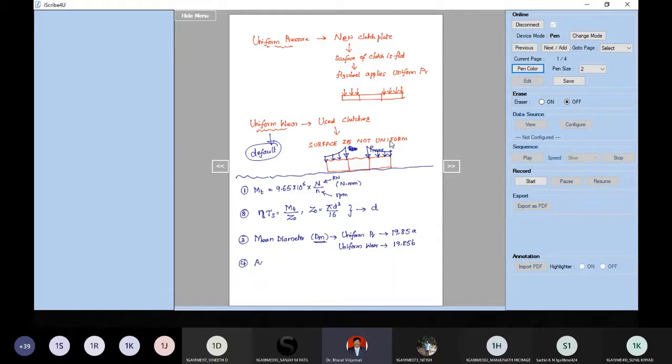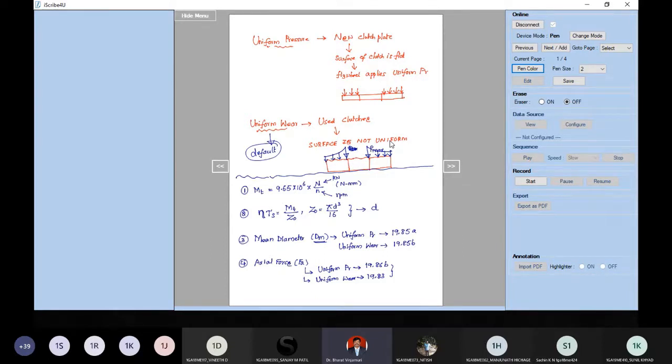The fourth one, you will be finding the axial force applied, FA. How much is the axial force which we are going to apply? Once again here also we have two conditions. Uniform pressure condition, the equation is given by 19.86b, and uniform wear condition, 19.83. These are the two things you'll be using to find FA. You will use one of the conditions. Very few problems will ask you to find it in both cases.